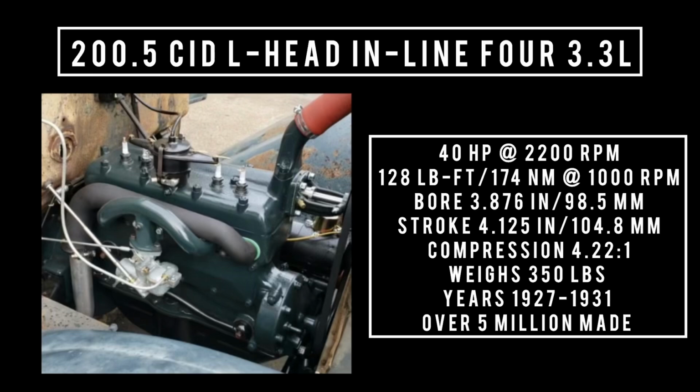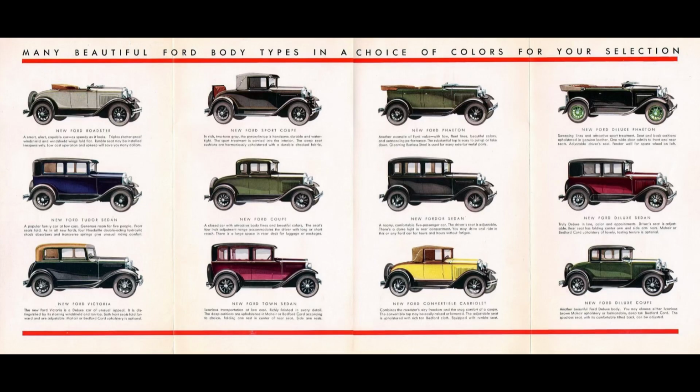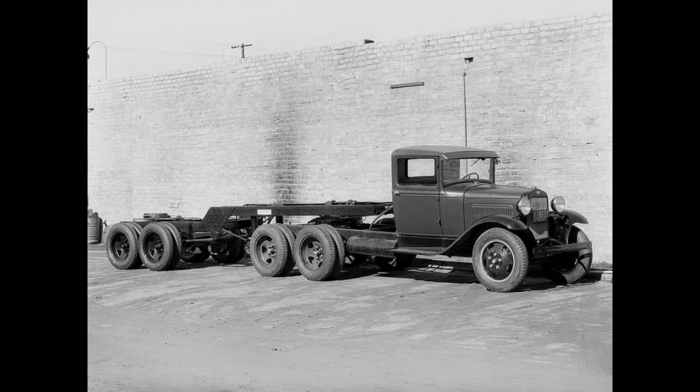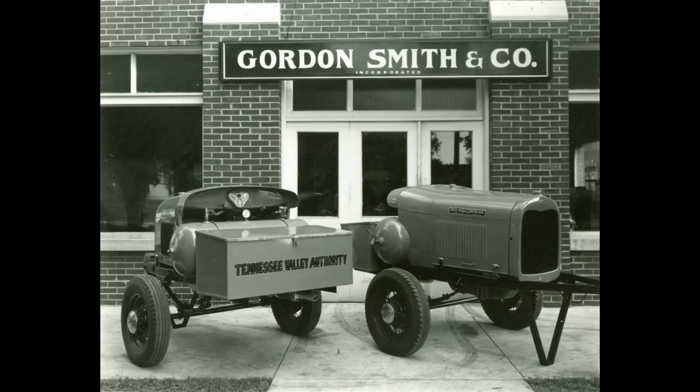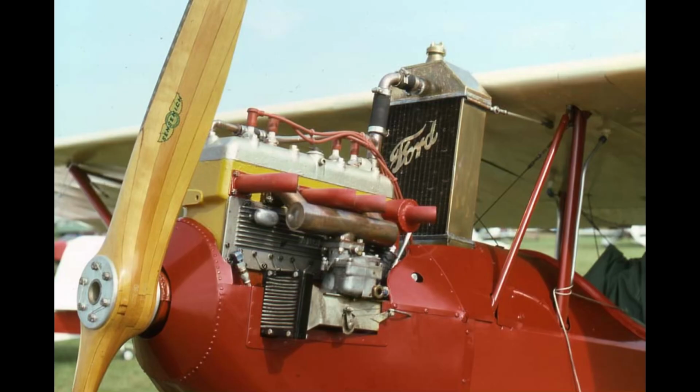This engine weighs about 350 pounds. Years this engine was used, 1927 through 1931, and would be used in all Ford cars and trucks, as well as stationary engines to power generators, compressors, water pumps, airplanes even.